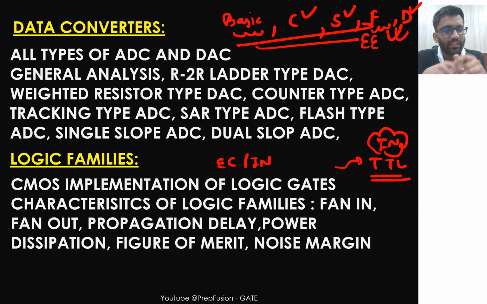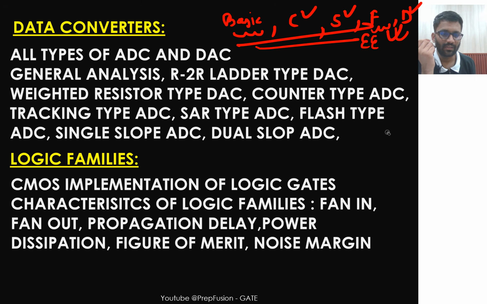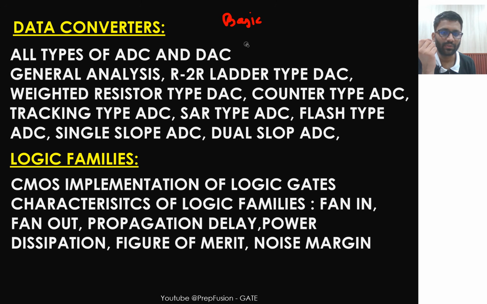Then characteristics of logic families can also be asked. Like they have asked CMOS implementation, that is a logic family, and it can have these characteristics: fan in, fan out, propagation delay, power dissipation, figure of merit, noise margin. And on what basis am I telling this? So let me show you something. Let me erase it first, then I will show you something.